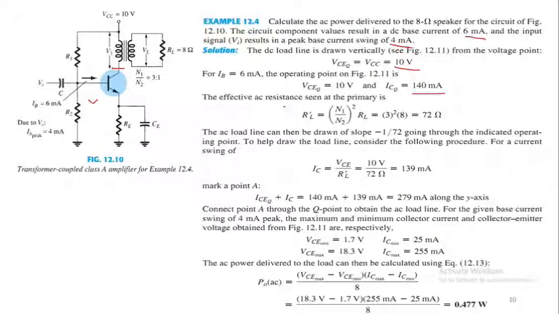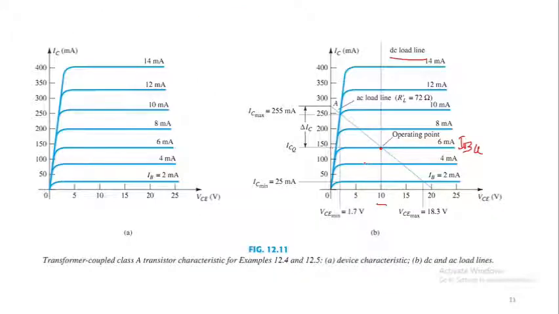So the effective AC resistance seen at primary, so that means we are now calculating the RL prime, जो ये RL इस प्राइमरी साइड पे रिफ्लेक्ट हो रही है। Transformer turn ratio that is also given, which is 3 square into RL, 3 square into RL, that will give you 72 ohm। So RL prime is equal to 72 ohm। The AC load line can then be drawn of the slope of -1 by 72, that is -1 by RL prime, going through the indicated operating point, that is here.